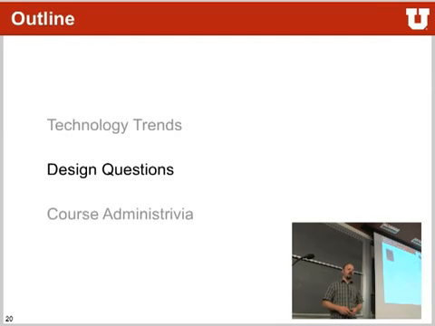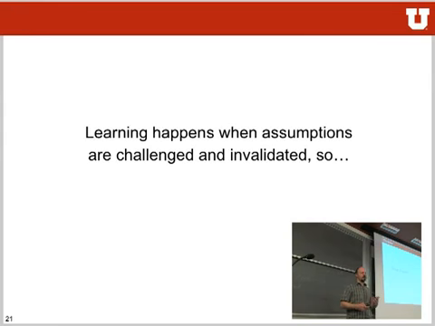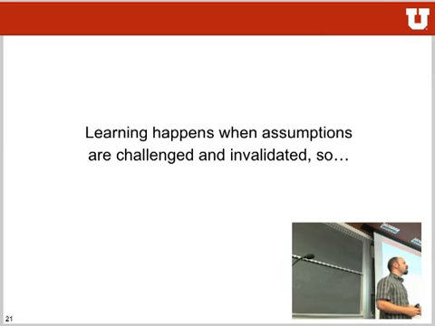So with all of this information, now we come to the next step. What are the design questions that you're actually having to answer, right? And one of the things that you really have to learn is that learning happens when assumptions are challenged and invalidated, right? So let's look at one example, cell phones.